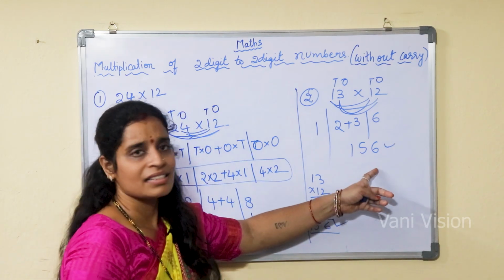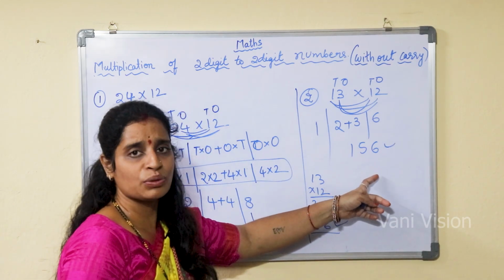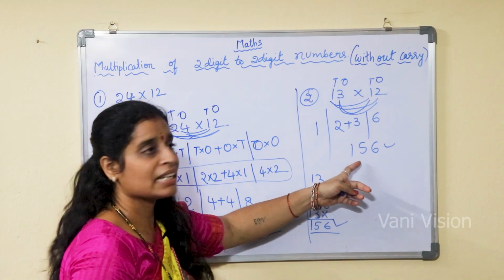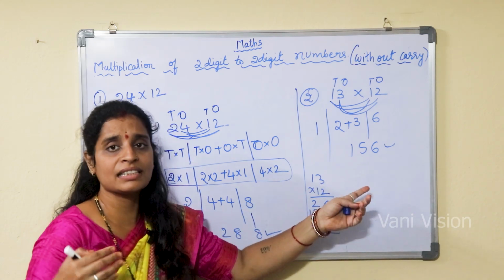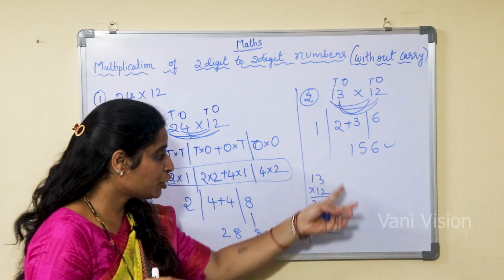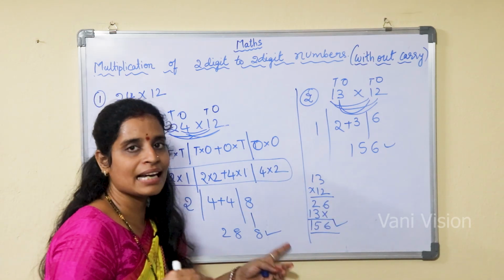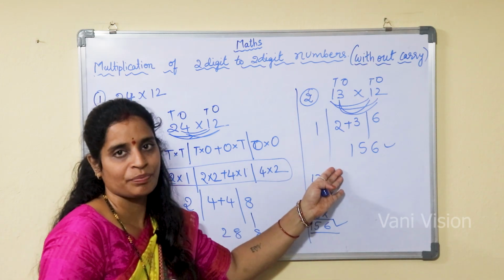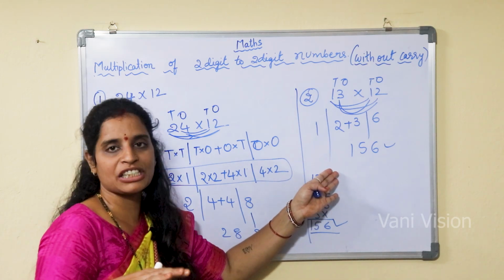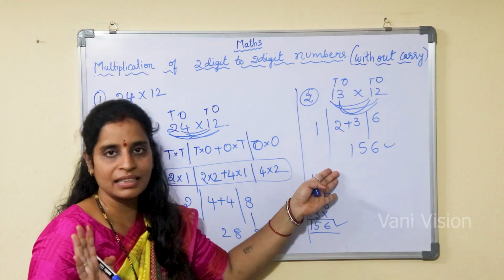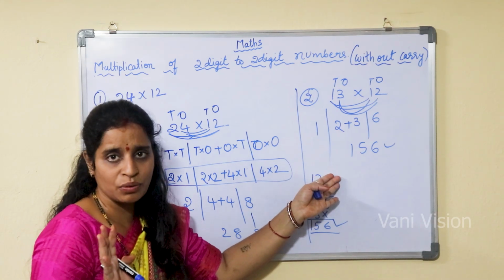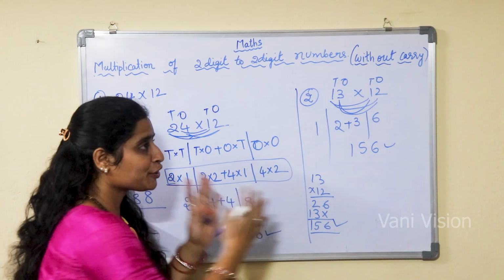This or this? See, in simplification, when we move on to our higher classes, at that time, if we do this method, it is a little time consuming, right? At that time, we are supposed to use this method. We can easily find out the multiplication of 2-digit by 2-digit. Clear? I think it is clear for you all. And we'll go for, I'm not going to stop here.